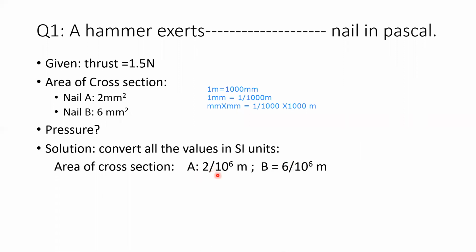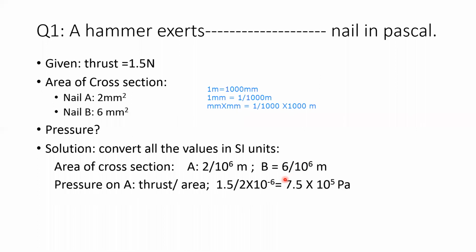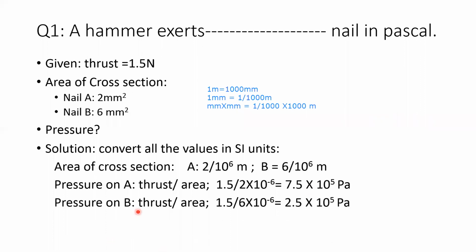So this will be the area of cross section of A, and this will be the area of cross section of B. Pressure on A will be thrust upon area, that is 1.5 divided by 2 into 10 raised to power minus 6, which equals 7.5 into 10 raised to power 5 Pascal. And pressure on B is 1.5 divided by 6 into 10 raised to power minus 6, that is 2.5 into 10 raised to power 5 Pascal.